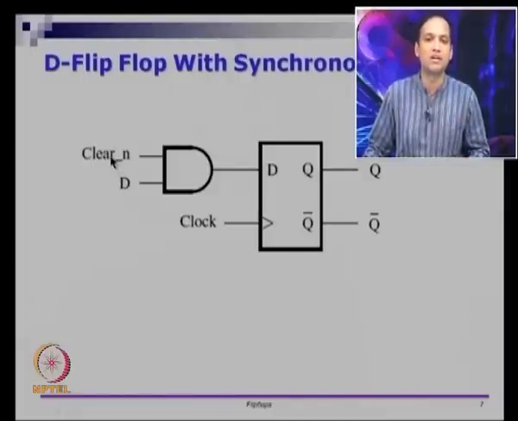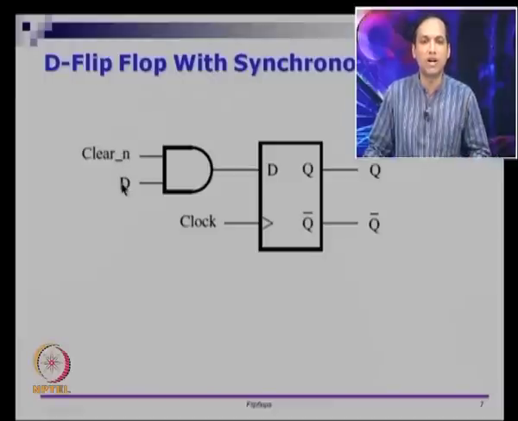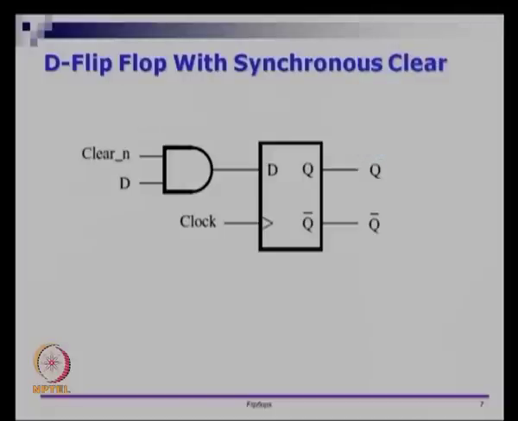However, if clear bar is 1, meaning clear is 0, you do not want to clear the flip flop. D will come as input here and that is passed down to Q, provided the flip flop catches it. So what we have is a D flip flop with a synchronous clear. A change in clear will not change Q unless there is a clock edge that comes and samples clear also. So D is always a sampled signal for a flip flop, and clear is also sampled in this example, whereas in the previous example clear was not sampled.